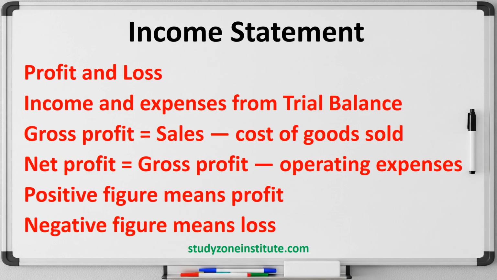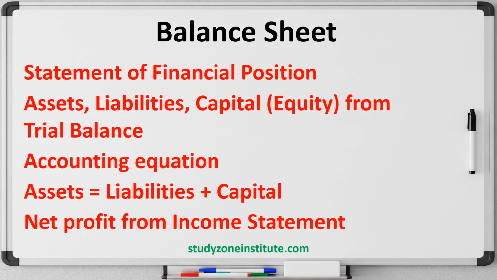Gross profit equals sales minus cost of goods sold. Net profit equals gross profit minus operating expenses. Positive figure means profit. Negative figure means loss. Balance sheet. Statement of financial position. Assets, liabilities, capital or equity from trial balance. Accounting equation. Assets equal liabilities plus capital. Net profit from income statement.